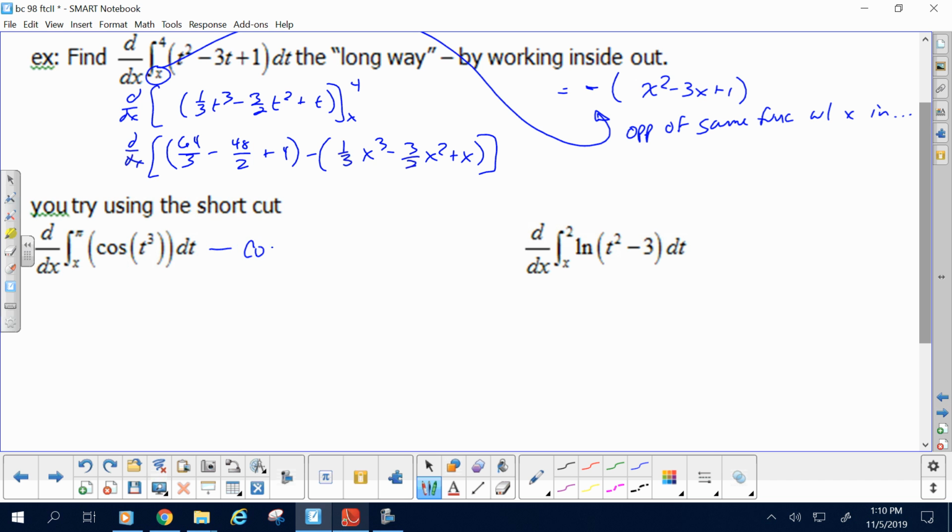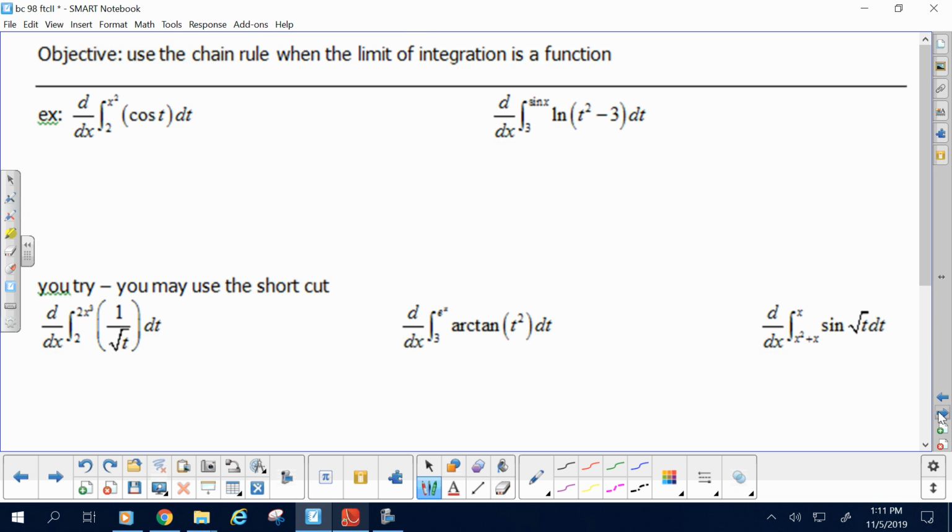Negative cosine of x cubed. And how about this one? Negative log of x squared minus 3. As a multiple choice, what other possibility might it look like? Over x squared minus 3. Okay. All right. Let's at least do a function within a function. I would like you to actually understand why you do what you do in the shortcut.